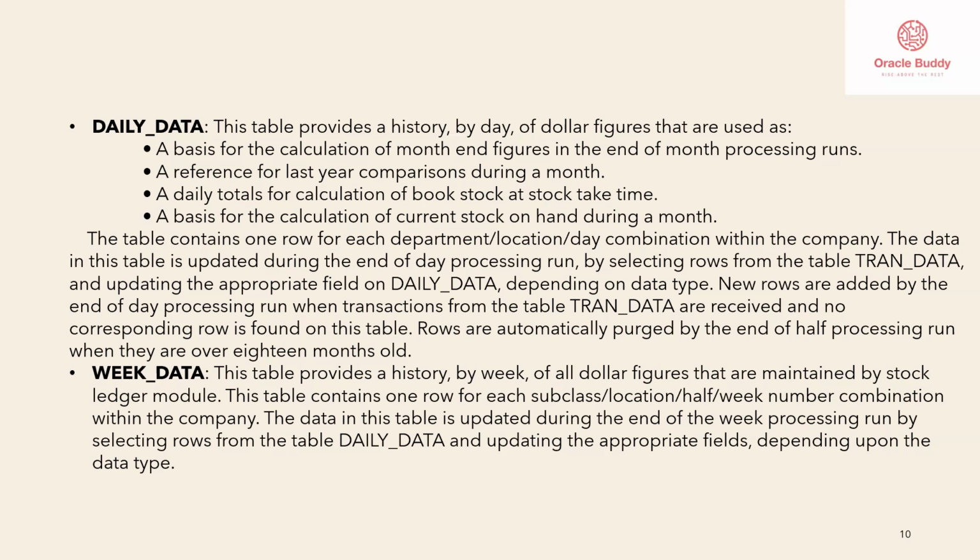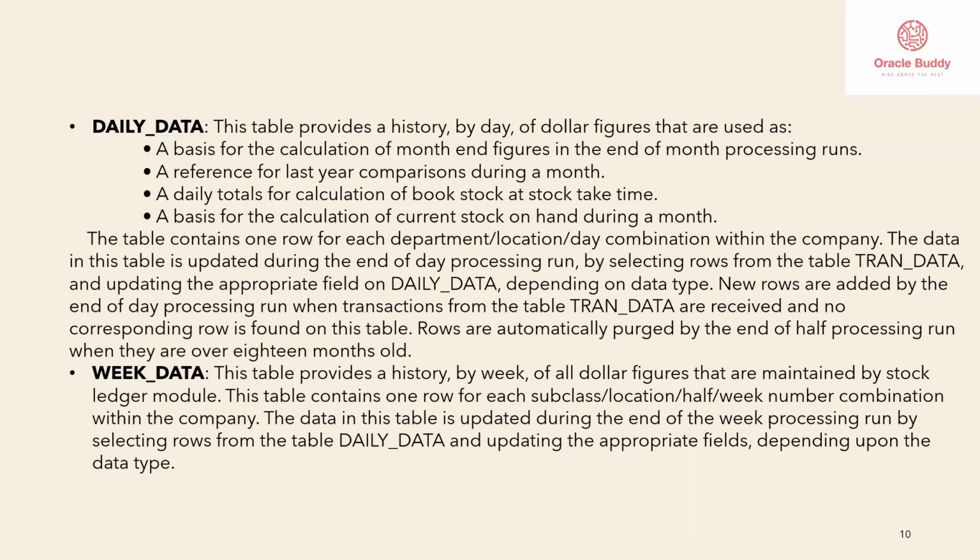This table contains one row for each department, location, and day combination within the company. The data in this table is updated during the end of day processing run by selecting rows from the view trend data and updating the appropriate field in the daily data, depending on data type. New rows are added by the end of day processing run when transactions from the trend data table are received and no corresponding row is found on this table. Rows are automatically purged by the end of half processing run when they are over 18 months old. So this is not mandatory. This is a system setting, whether you want to keep it for 18 months or more or less than that.